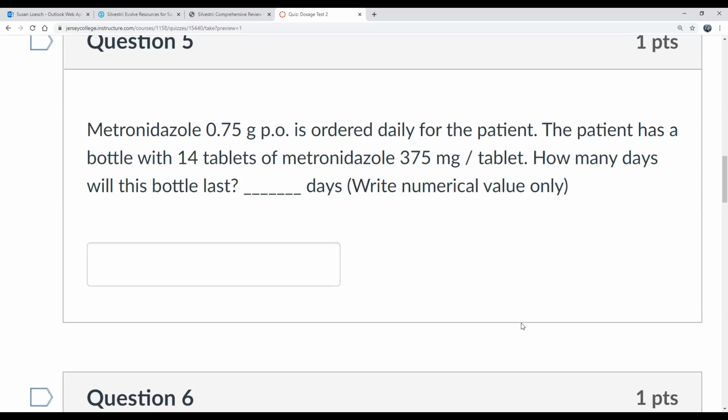The last 7 days. So you should be giving 2 tablets a day, right? Yes, 2 tablets. So 7 days, correct.